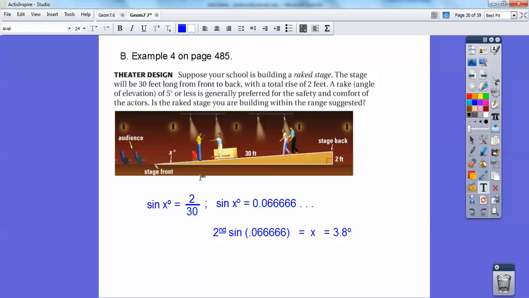Then let's answer the question, you guys. The question is, is the raked stage you are building within the range suggested? Since 3.8 is less than 5, yes, the raked stage is within the safety range. Make sure you answer the question. Don't just say x equals 3.8, because that's not what it's asking. It's asking, is it safe? All right, one more, you guys.